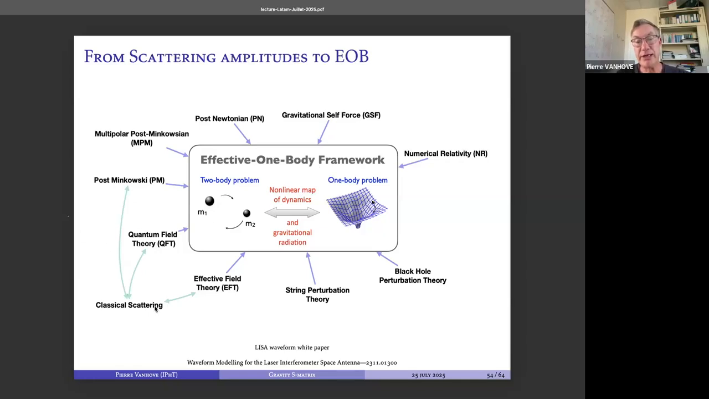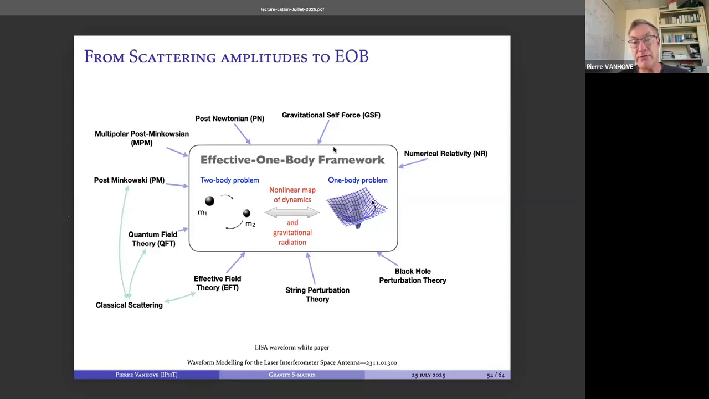So the present day is summarized in what I have on screen. There is the post-Minkowskian expansion that gives you this amplitude that gives you a Hamiltonian. It uses quantum field theory scattering amplitudes, but in fact it works in any effective field theory. You can do an expansion in small velocity and check that it matches what people have done in the post-Newtonian expansion.